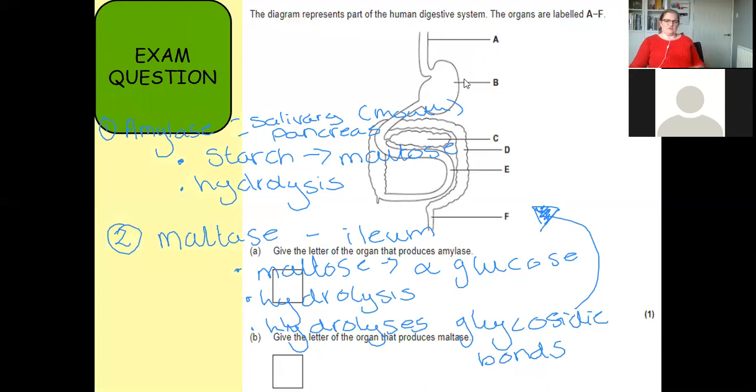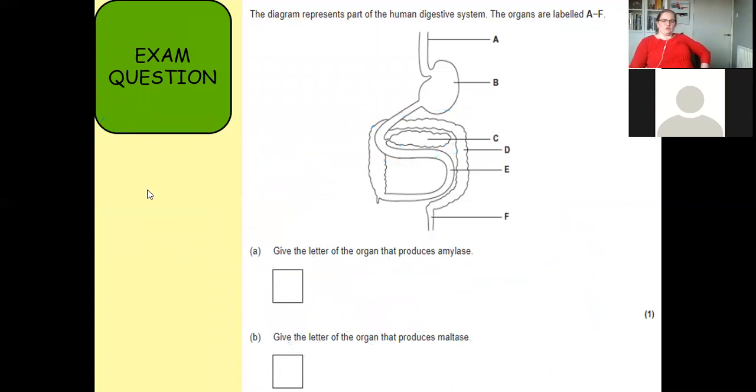Here's another exam question. The diagram represents part of the human digestive system. The organs are labelled A to F. Give the letter of the organ that produces amylase. Okay, so we've talked about amylase. Amylase is found in the salivary glands and also produced in the pancreas. So we would say C for pancreas.